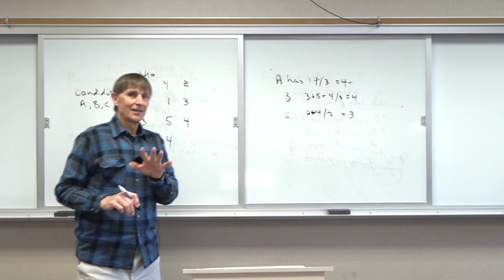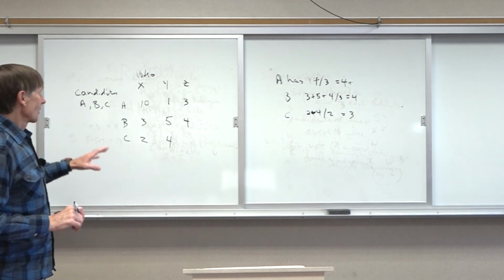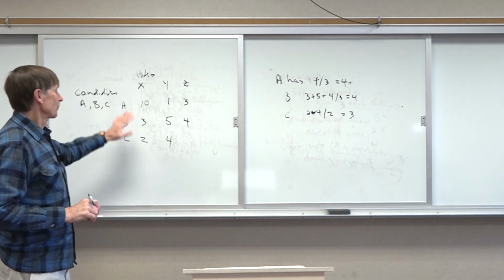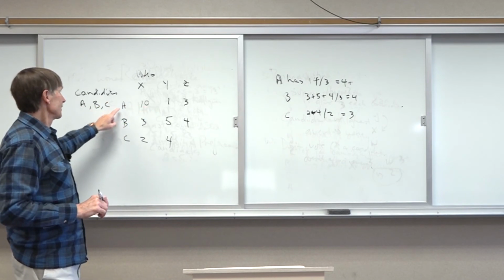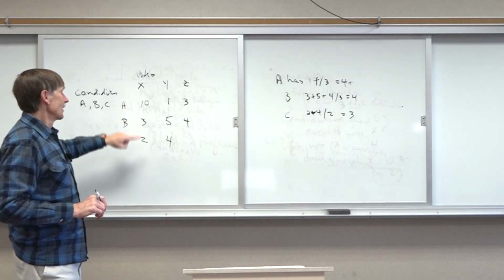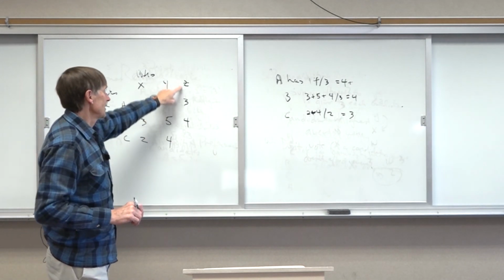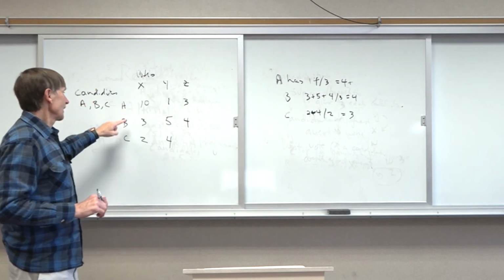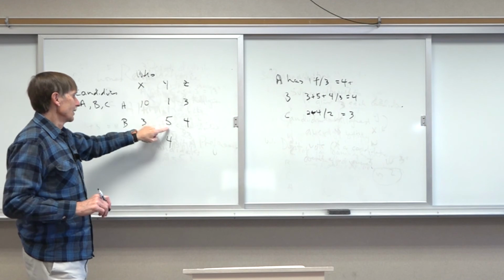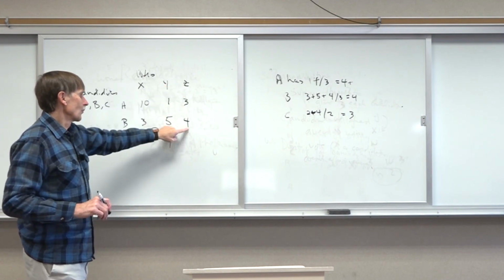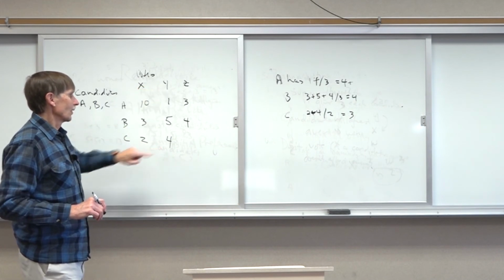Actually, let me make sure that we're clear on how the range voting went. So I can give a number of points to each of the candidates. I had X give A 10 points, Y give A 1 point, and Z give A 3 points. Then I had X give B 3 points, Y 5 points, Z 4 points. I had X give C 2, Y 4.